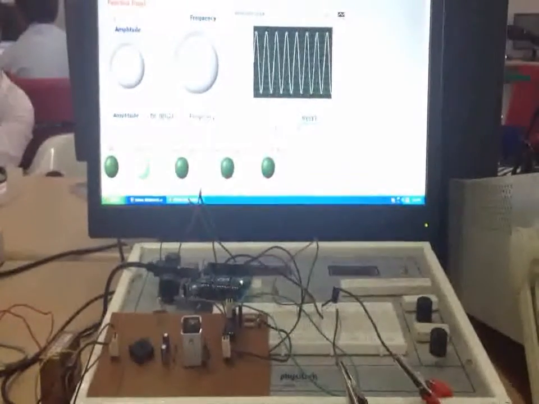We have done a project on signal generator using LabView under the guidance of GB Vasant Reddy. Thank you. Let us discuss about signal generator.